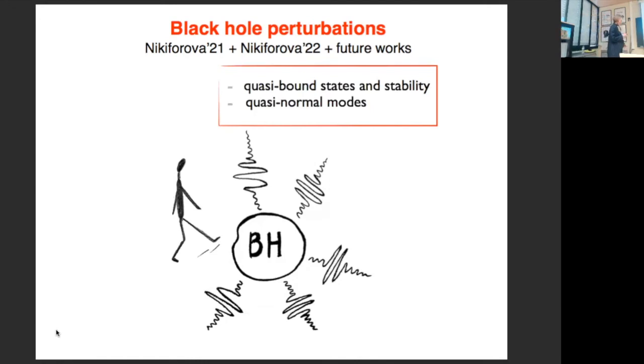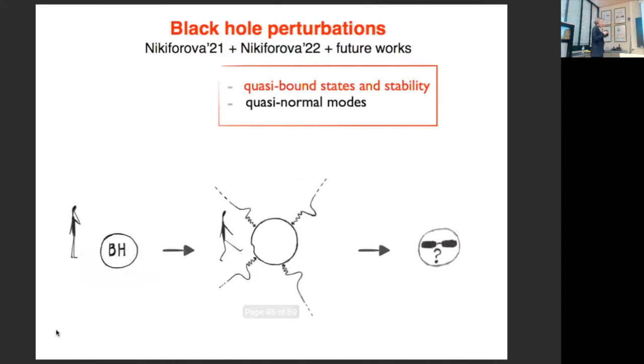Because when we kick it, we immediately can understand many things. And the first important thing we can understand is the stability, because maybe we kick it a little bit and then it either disappears completely, or is transformed to something else.